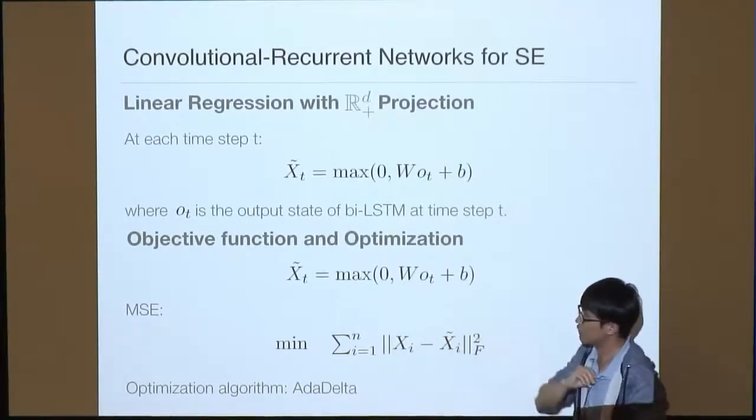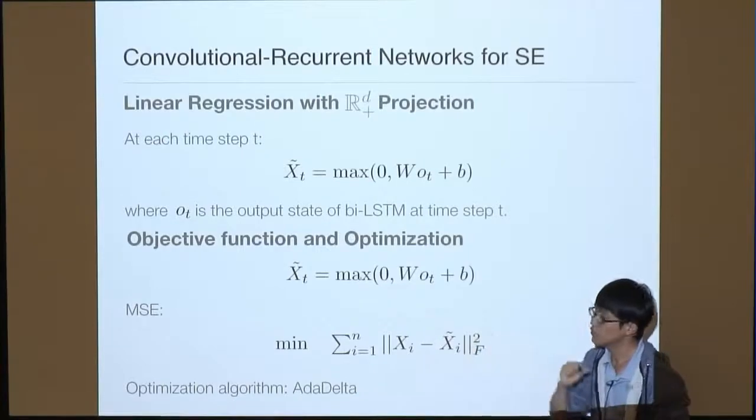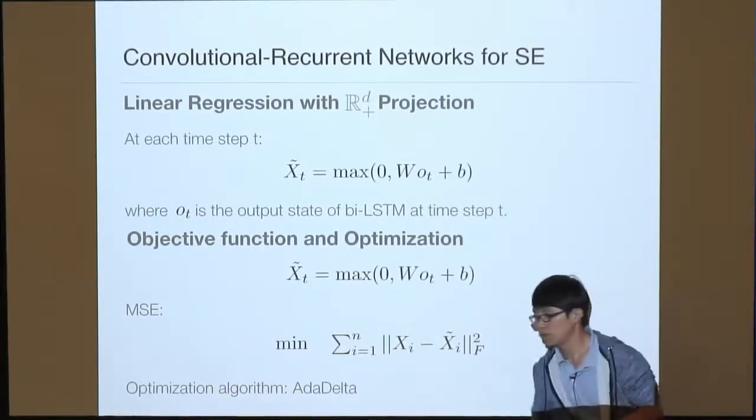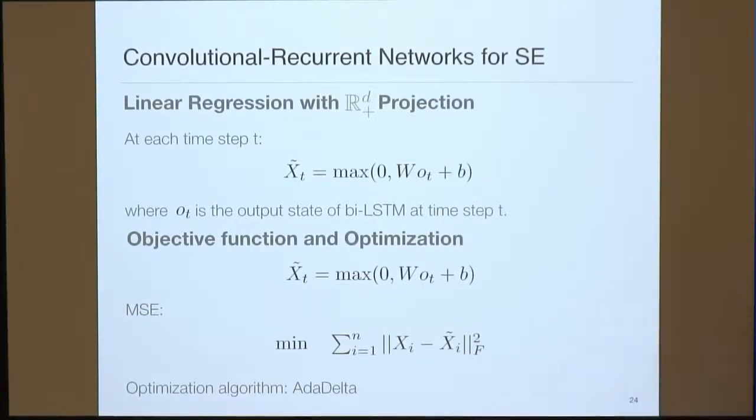Once we obtain X tilde, we just match it with the clean spectrogram and compute the corresponding Frobenius norm and apply an optimization algorithm to solve it. The specific algorithm we are going to use here is Adadelta, but people are free to use other kinds of algorithm.